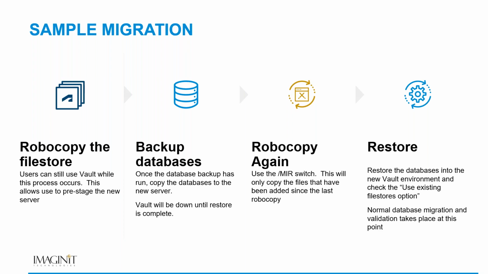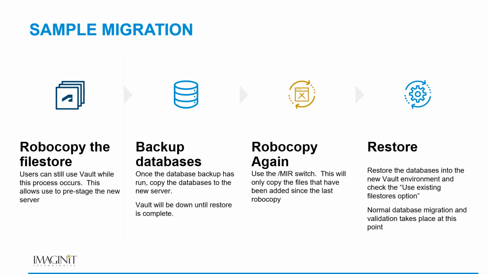Once we have that, we would then back up the databases. Now, this is kind of the point of no return. We say, hey guys, Vault's going to be down. We're going to back up the databases, copy them over to the new server, and then we robocopy again. This lets us pick up any new files or any files that have changed since the last time.